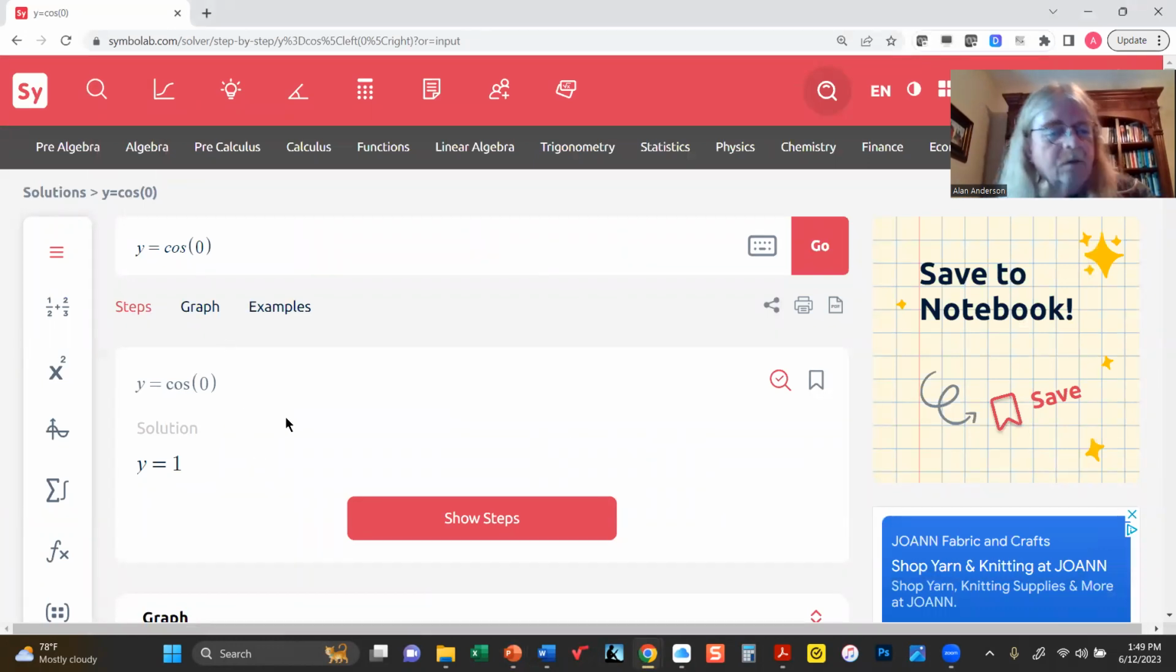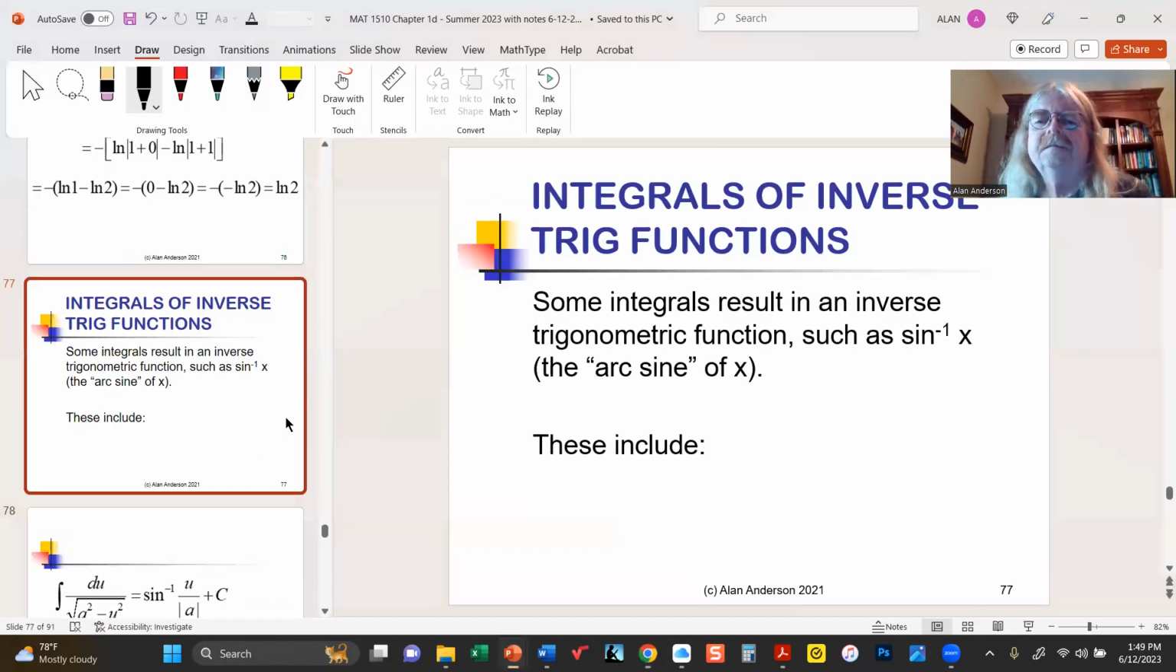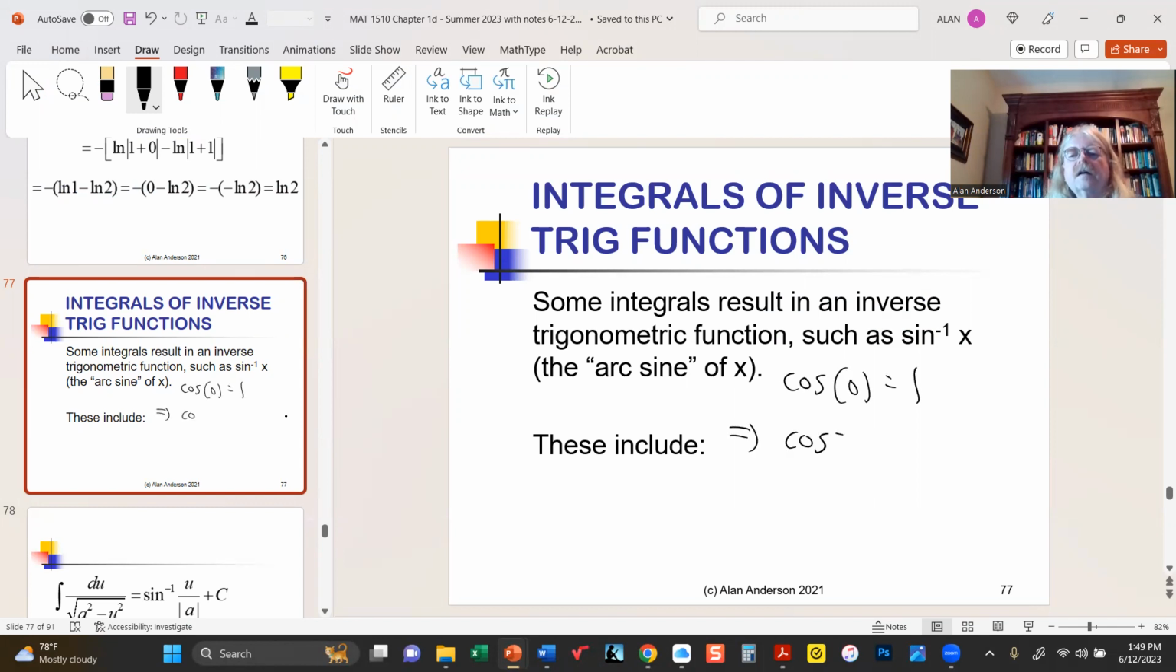The cosine of 0 is 1. That implies that the arc cosine of 1 is 0. So they're basically the reverse of each other. The reason the notation is to the -1 power is because they really are inverses. You're just taking the opposite.